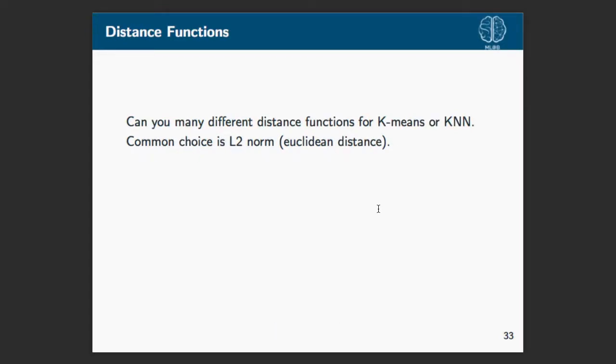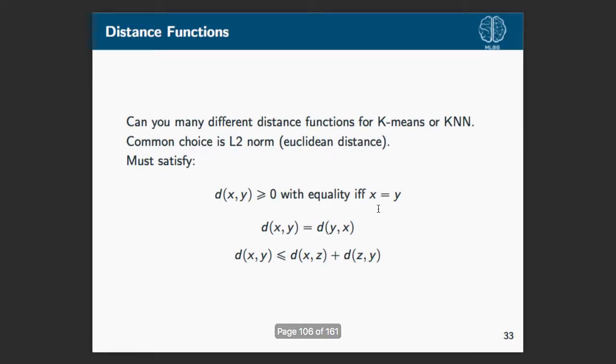You can have many different distance functions for k-means or KNN. A common choice is the L2 norm, but as you mentioned, there are other ones you can use as well. But there are three properties that it must satisfy. One is the distance between x and y must be positive. There's no negative distance. And this distance only equals 0 if x equals y. So this can only be 0 if you're trying to find the distance between the same point.